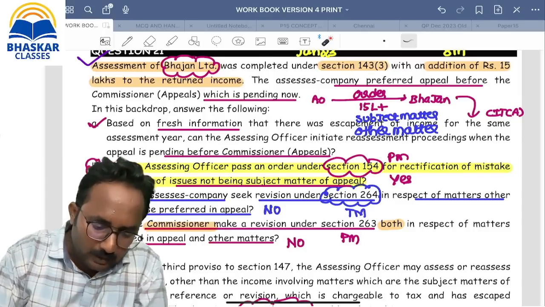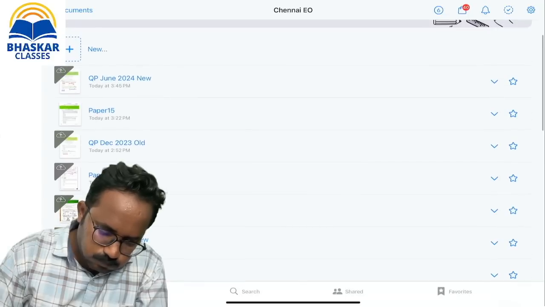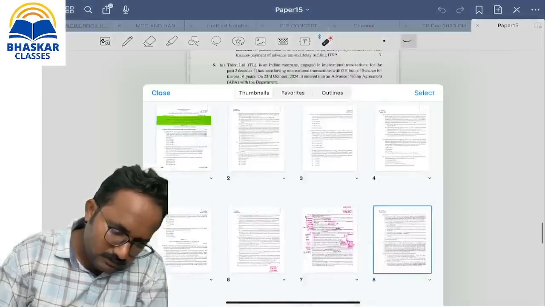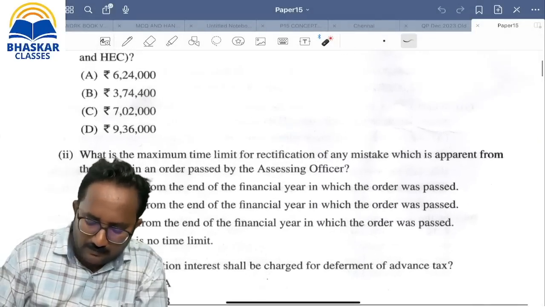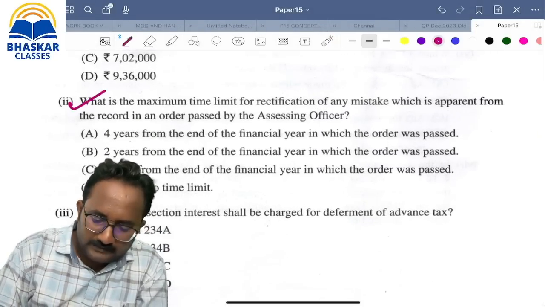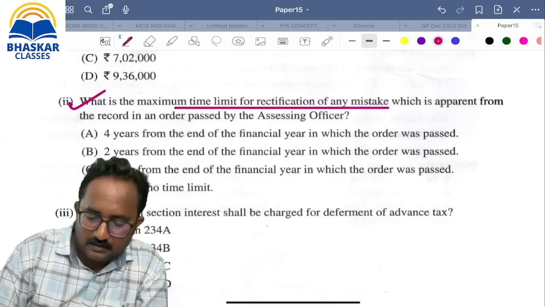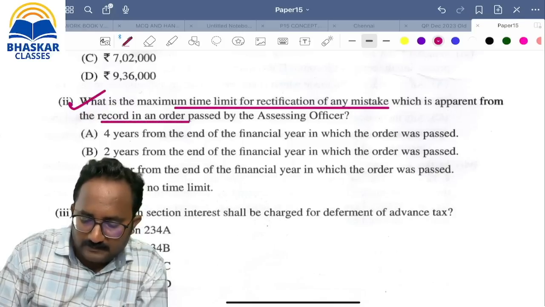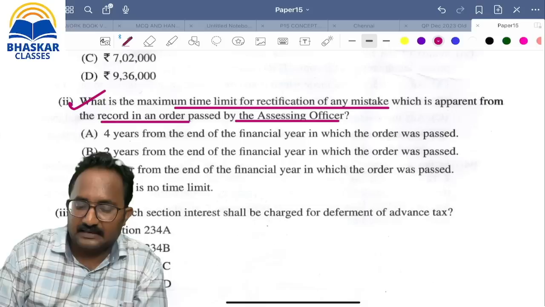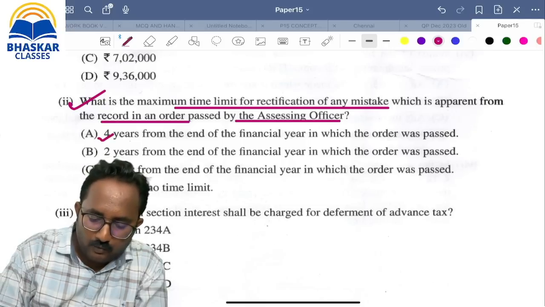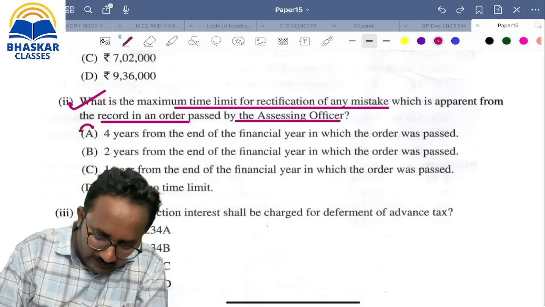And one MCQ I want to show you. If you have any doubts, please let me know. What is the maximum time limit for the rectification of a mistake which is apparent from the record, if an order is passed by whom? AO. Order passed by the AO. So if one mistake is there, within what time can we rectify? 4 years. So that's why the time limits are important.